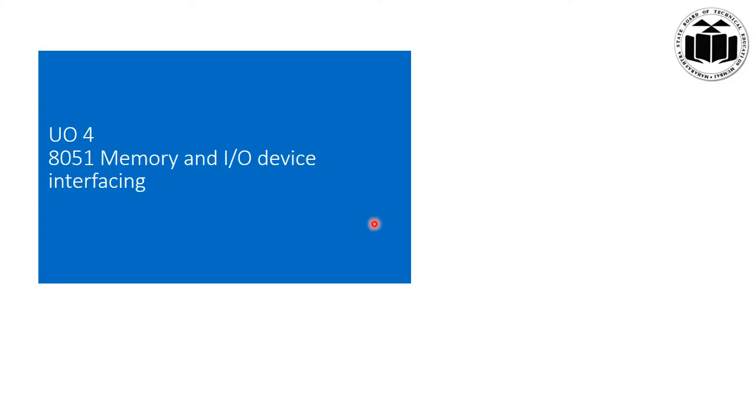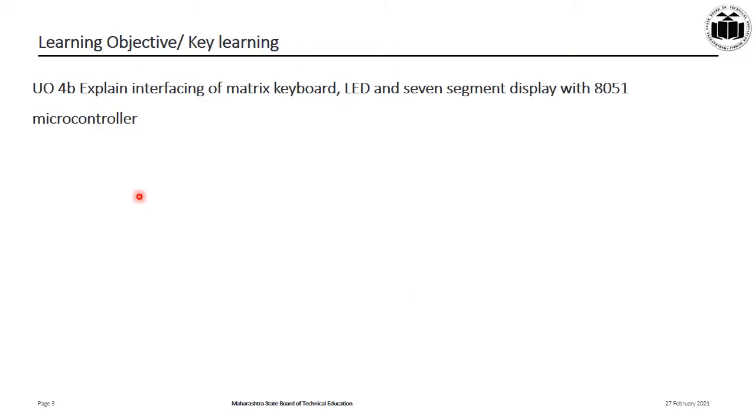We will continue our discussion on Unit 4, Memory and Input-Output Devices Interfacing. Let us look at the key learnings and learning objective. This presentation will focus on unit outcome 4B, which is to explain interfacing of matrix keyboard, LED and 7-segment display with 8051 microcontroller.